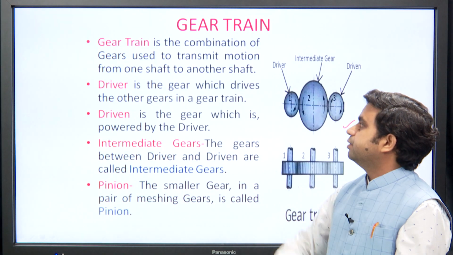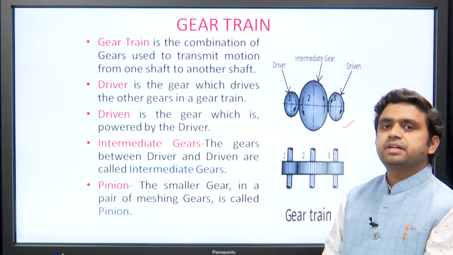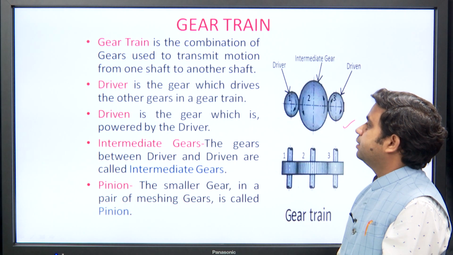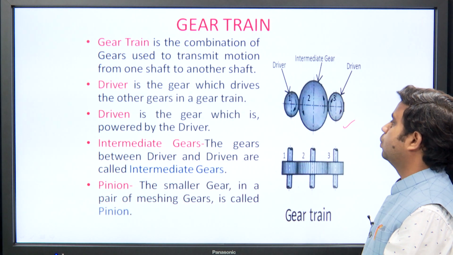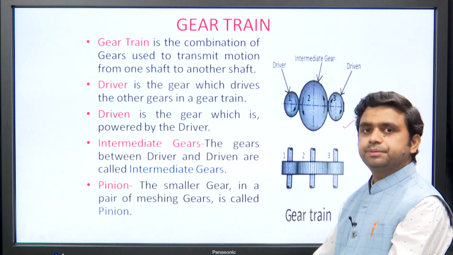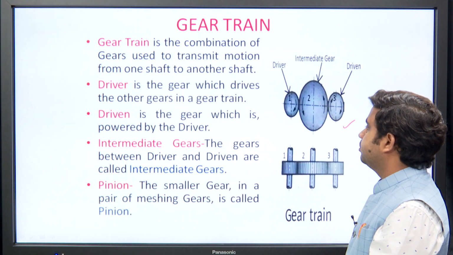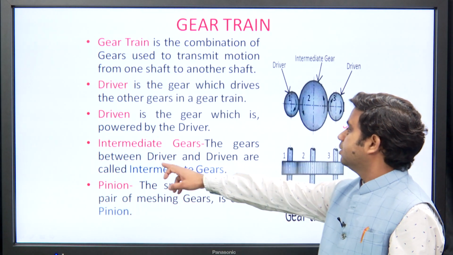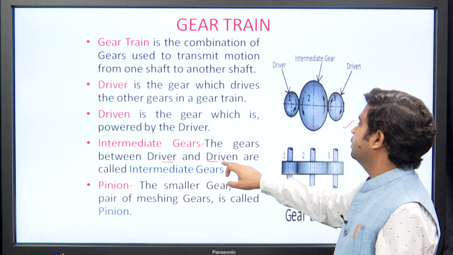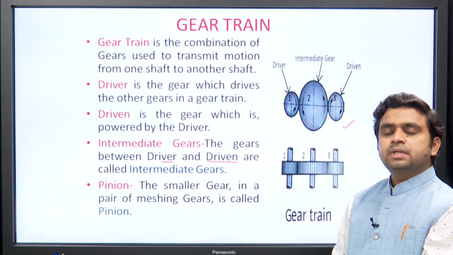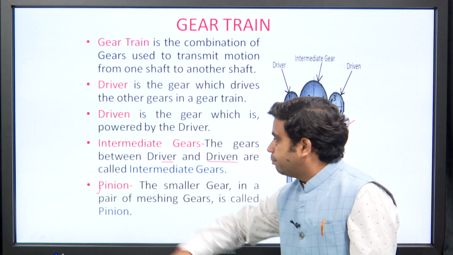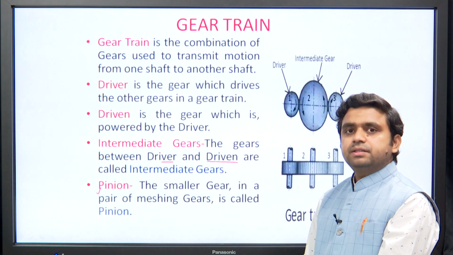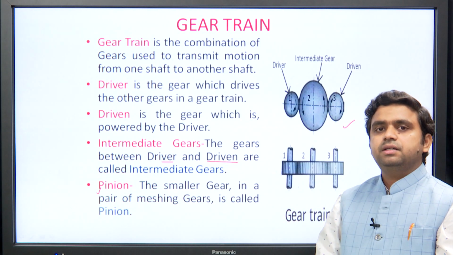Now, driver. Driver is the gear which drives the other gear in a gear train. And driven. Driven is the gear which is powered by the driver. Now, intermediate gears. The intermediate gears are those gears which are in between the driver and driven. And now, the term pinion. What is pinion? In a pair of gears, the smaller gear is called pinion.